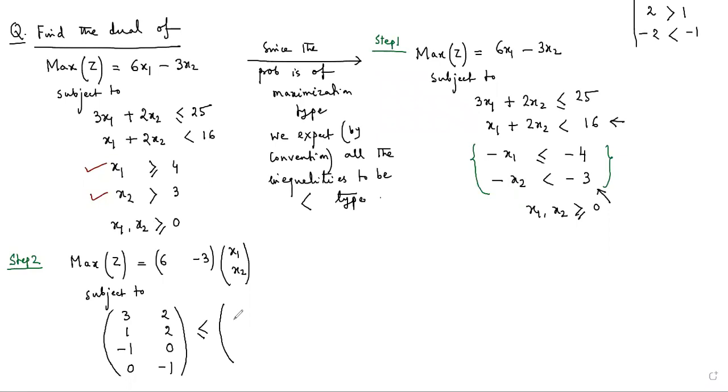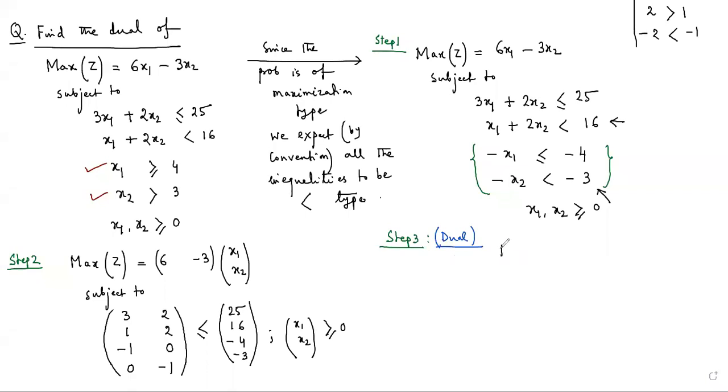And on the right hand side, we can write 25, 16, minus 4 and minus 3. And x1, x2, these vectors are greater than or equal to 0, because these are the decision variables. Now in step number 3, we are going to write the dual of the given problem. So here we are going to construct the dual.